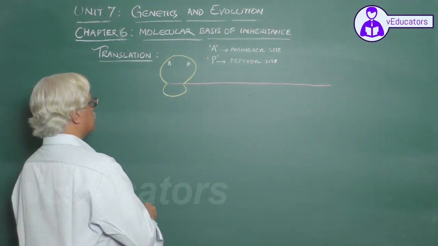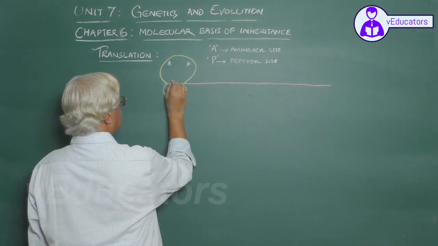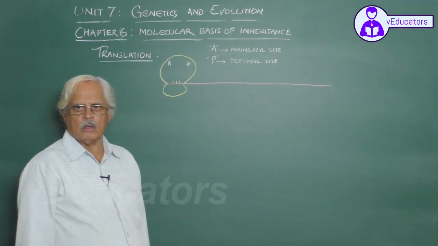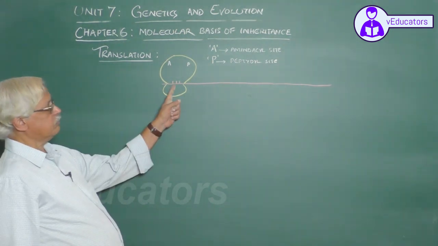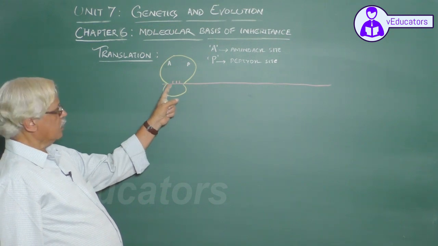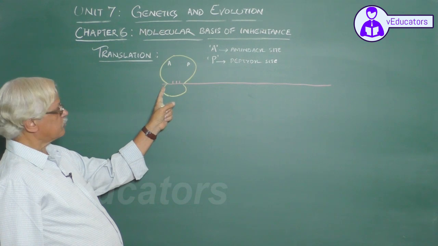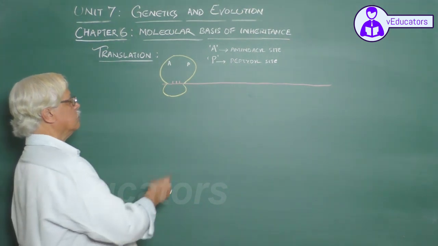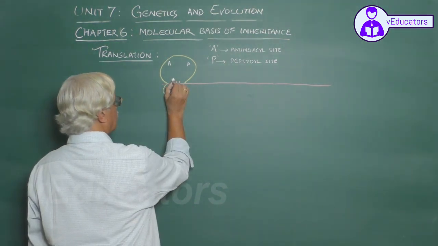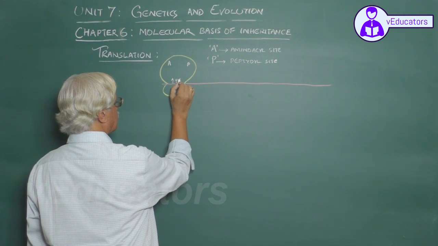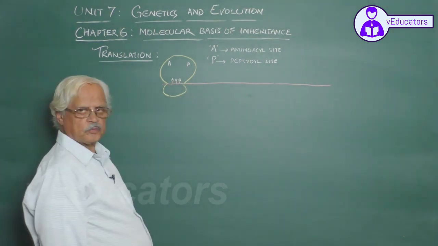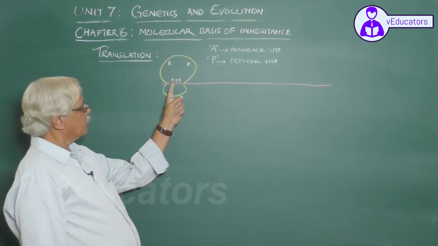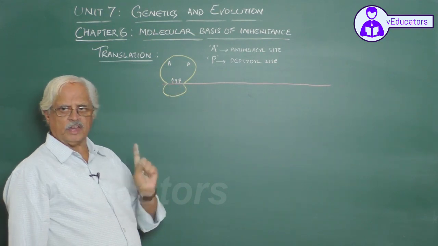Suppose this is the first codon in the mRNA. This is the caput region. This is the first codon. The first codon invariably has to be AUG. So this is the initiator codon AUG. This initiator codon codes for methionine.